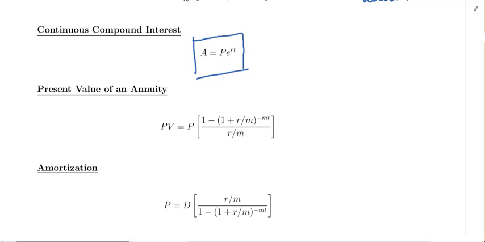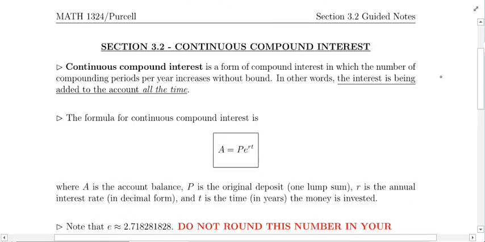If you go into D2L, there's a separate note packet for continuous compound interest. It's very short, it's only 2 pages. Here's what the first page looks like. Let's start reading about it.